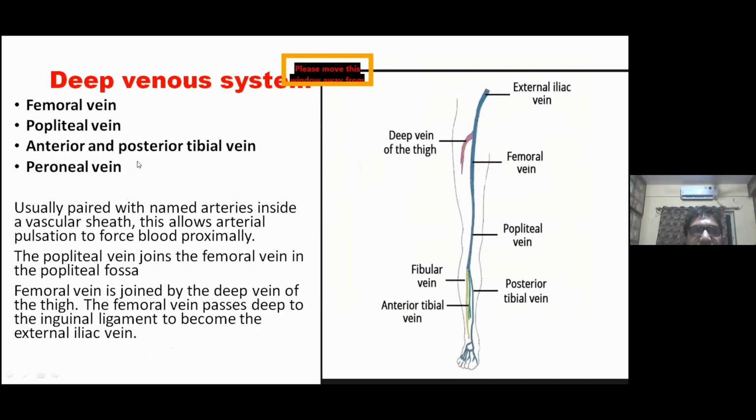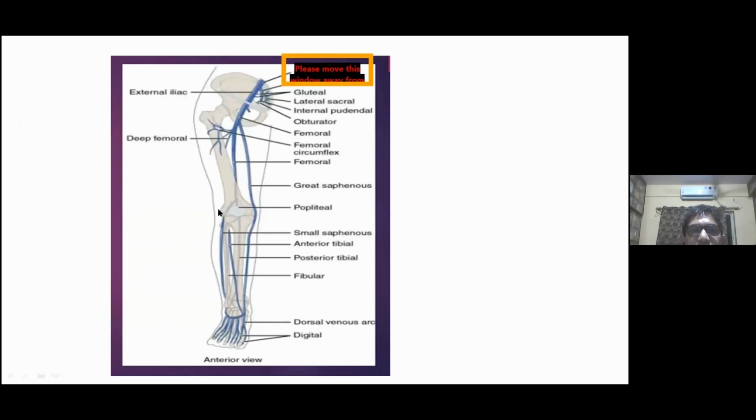Now, the deep venous system comprises the femoral vein, popliteal vein, anterior and posterior tibial veins, and peroneal vein. Usually they are paired with named arteries inside a vascular sheath. This allows arterial pulsation to force blood proximally. The popliteal vein joins the femoral vein in the popliteal fossa. The femoral vein is joined by the deep vein of the thigh. The femoral vein passes deep to the inguinal ligament to become the external iliac vein. So this as a whole is the vascular anatomy of the lower limb, mainly the venous anatomy.